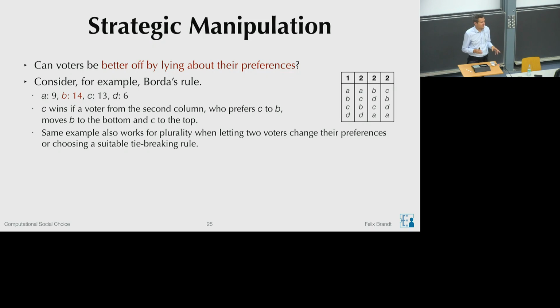So that means that the first 2 rules in our list of rules can already be strategically manipulated. There are examples here which do exactly this job.